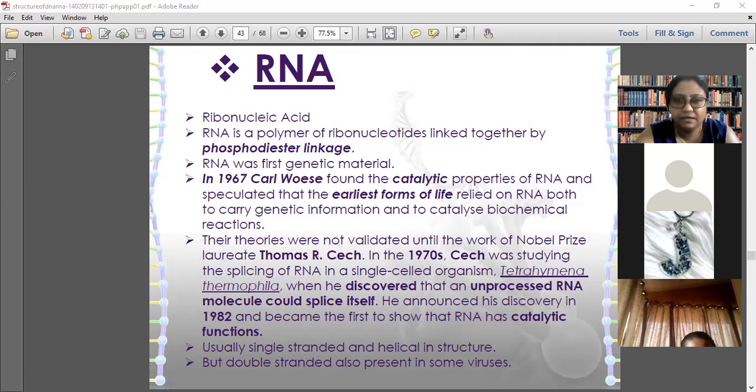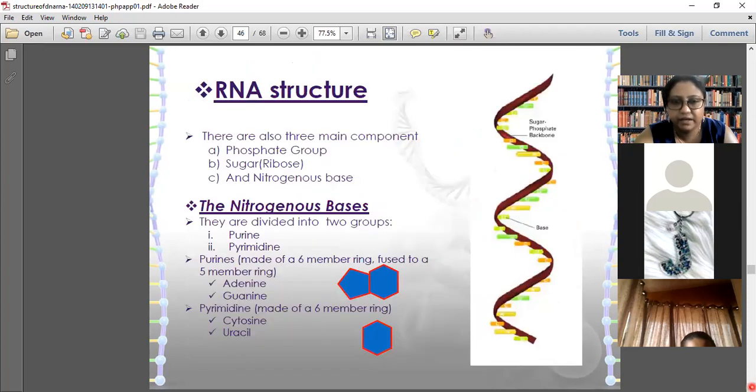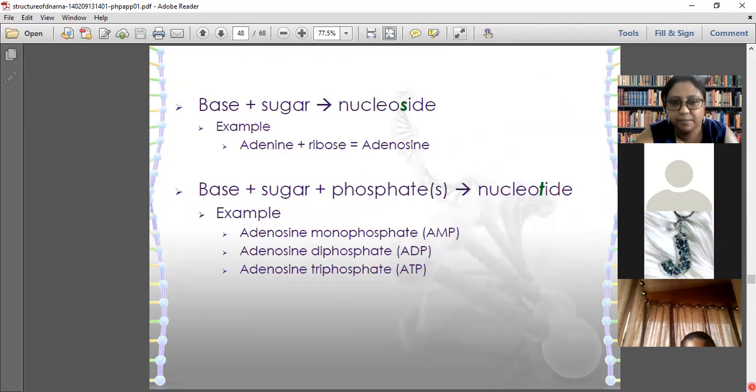This is showing the basic difference between RNA and DNA. It's pictorially depicted here very nicely. And this is the detail of the RNA structure I told you about. This is how nucleotides are formed by the addition of phosphate, the ribose sugar and nitrogenous bases.